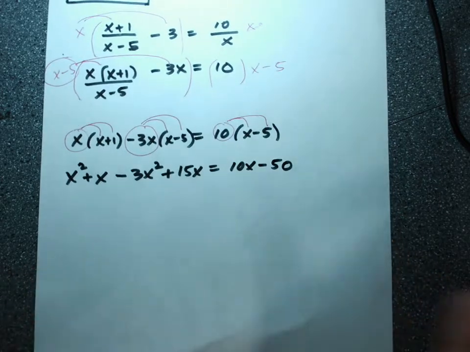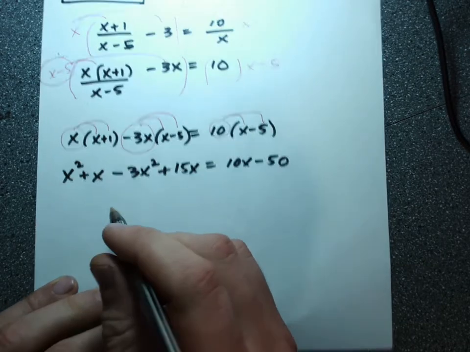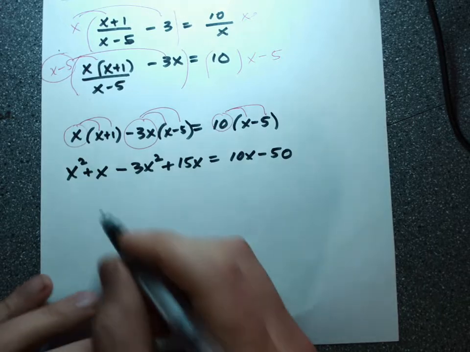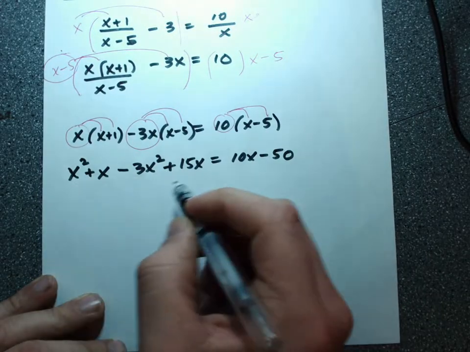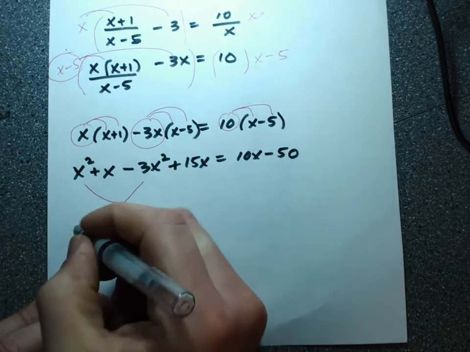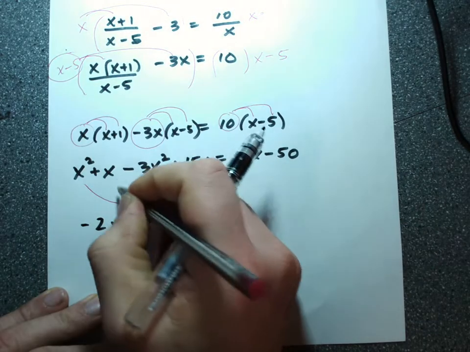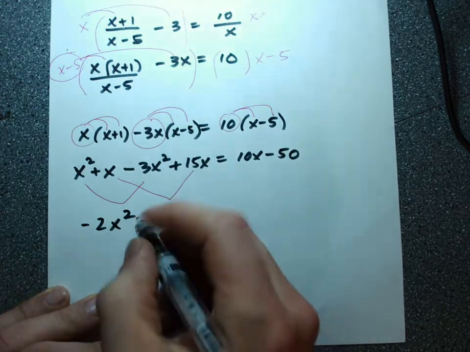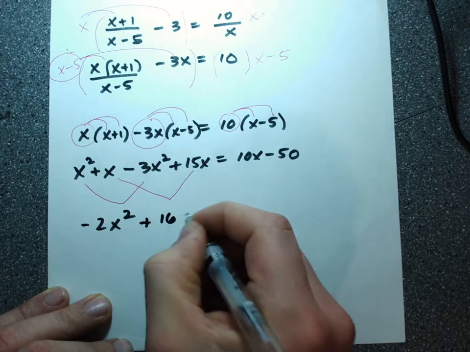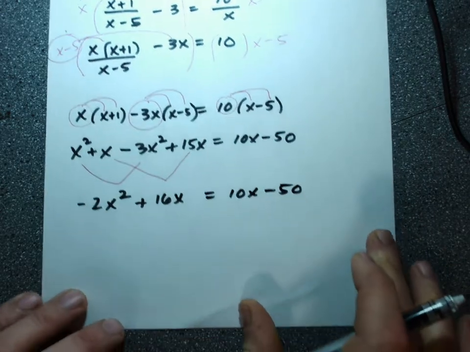Okay, even easier now. We got to get all of our terms together on the same side and combine any that are considered like terms. And even before, I see I can combine these two, negative 2x squared, and these two, positive 16x.